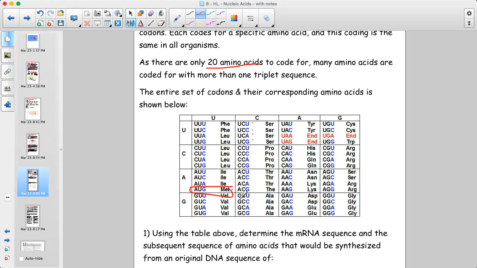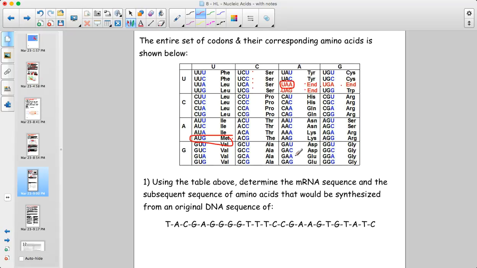Okay, but you can see the ones that say end up here. So there's 3 different ways that if this triplet code gets read, that tells the ribosome to stop making the polypeptide chain. And so then the polypeptide chain gets released into the cytoplasm for further modification or for its time to function. So these are the ones that stop the synthesis of the protein.